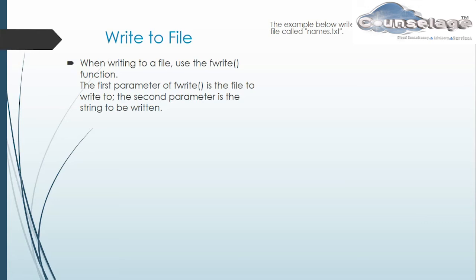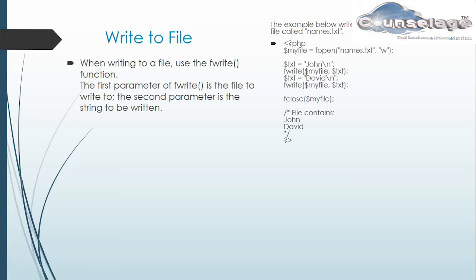The example below writes a couple of names into a new file called names.txt. So here, open the PHP tag, then my file variable opens the names.txt file in write mode. Then the variable text is assigned as John, and fwrite writes into the file named my file, which is in the form of a txt. So my file is a text file, and then variable text equals David.